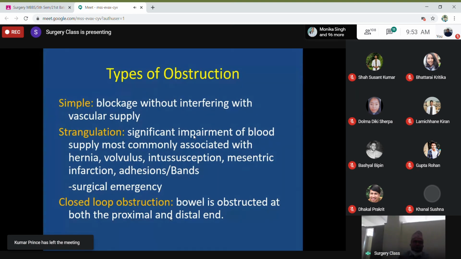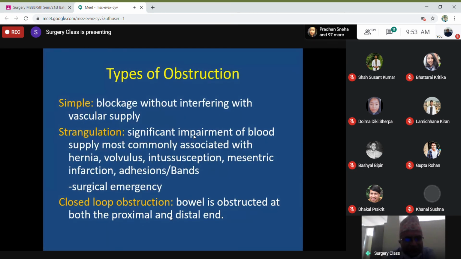Then type of obstruction. Clinically, it is important to know whether it is simple obstruction, strangulated, or closed loop, because the urgency of the management depends on the type of obstruction. If it is simple obstruction, then sometimes you may try different conservative or non-operative procedures. If it is strangulation or impending strangulation, then you may have to immediately take the patient to theater without losing any time. Minutes are important in such a case. Then closed loop obstruction.